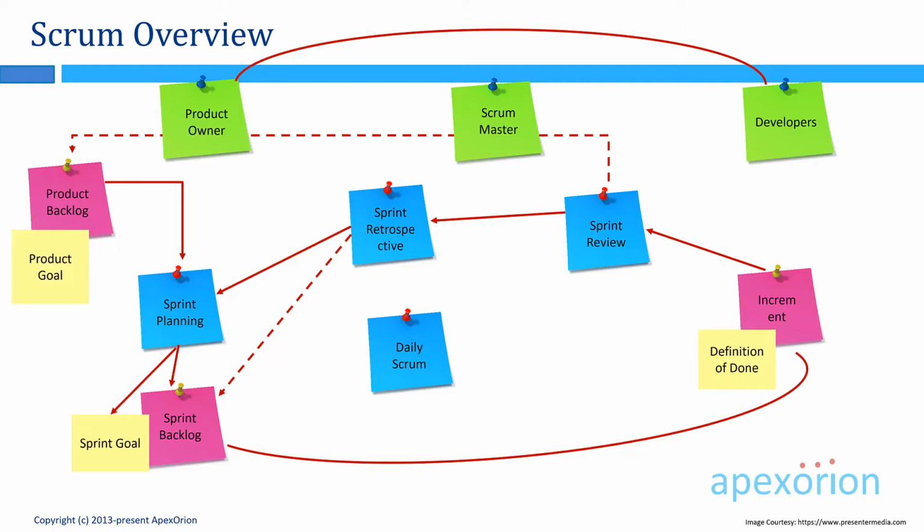There are a couple of other things that I want to talk about. One of them is a burn down chart, and this is something that the developers use for tracking their work. The other thing I want to talk about is product backlog refinement.